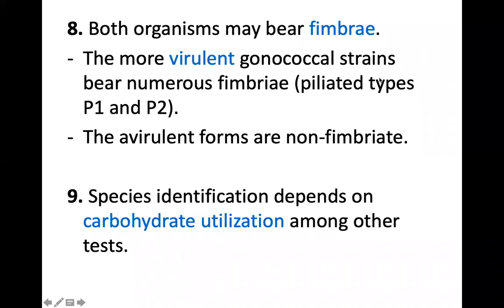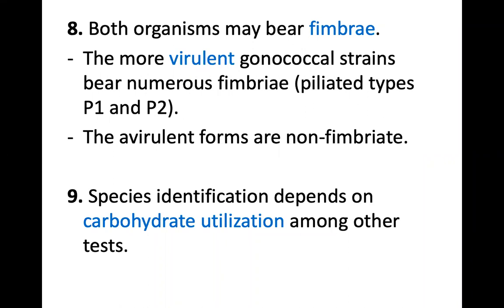And the gonococcal strains that can cause disseminated infections are found to bear numerous fimbriae that play important roles as far as attachment is concerned, and gene transfer. There's the twitching motility type of movement that you see in those gonococcal strains, etc. But I want you to appreciate that the fimbriae play a very important role for virulence for both organisms.